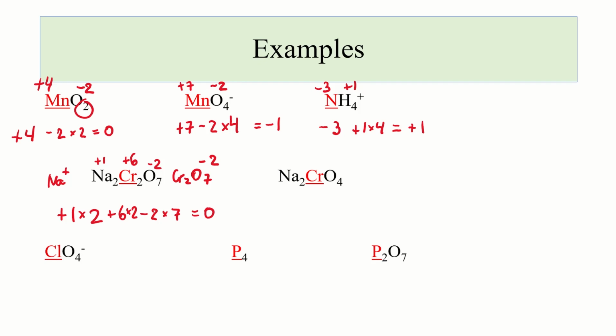Sodium chromate. Each sodium cation has oxidation state +1. Oxygen has oxidation state -2, so that's going to give me -8 for oxygen, +2 for 2 sodium cations. To have an overall 0 oxidation state, I will need +6 for chromium. So +2 plus 6 minus 8 is 0.